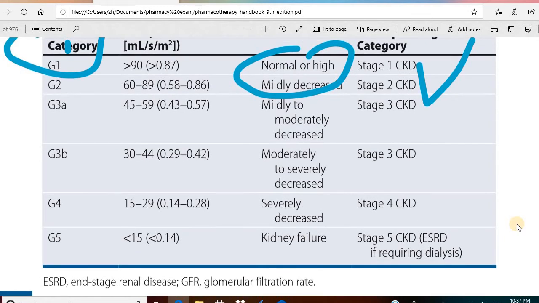This page, this table, is very important from your examination point of view, and also someone can ask how many stages of the chronic kidney disease there are, and according to which glomerular filtration category we can give stage 5. It's all about the glomerular filtration rate categories, and it's the KDIGO guidelines.